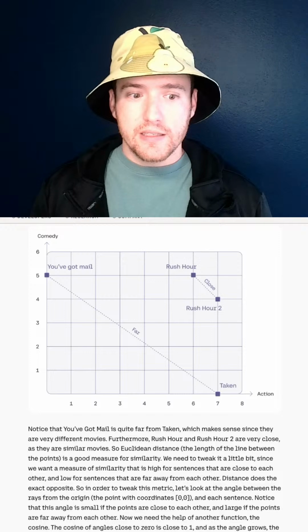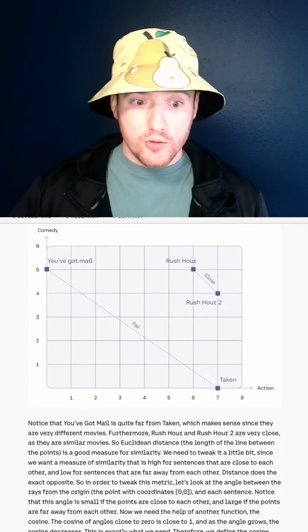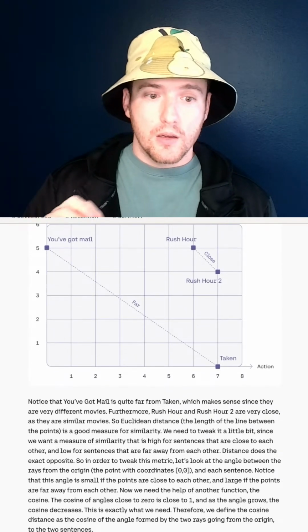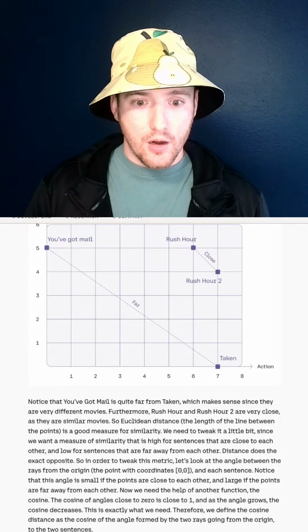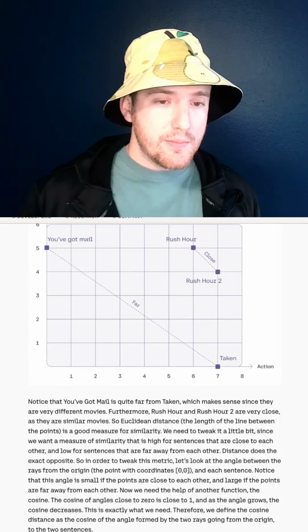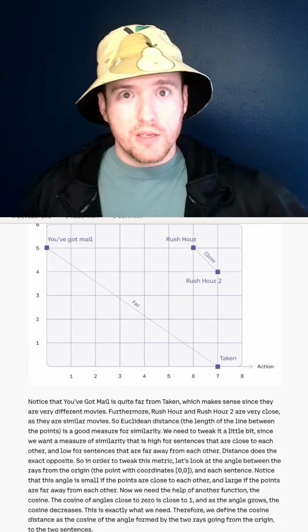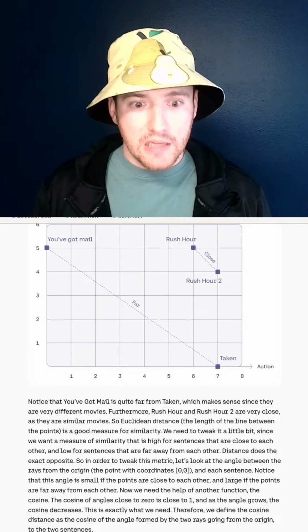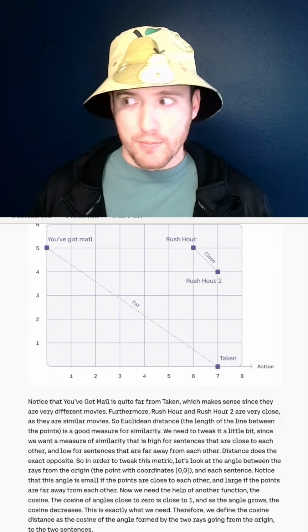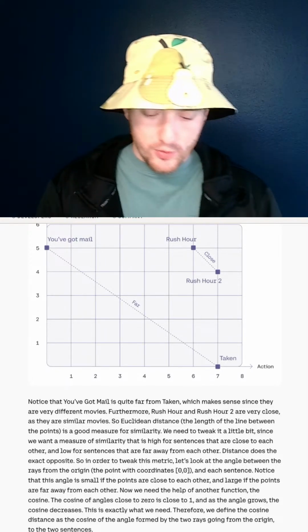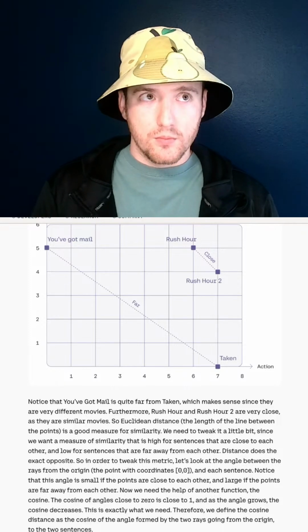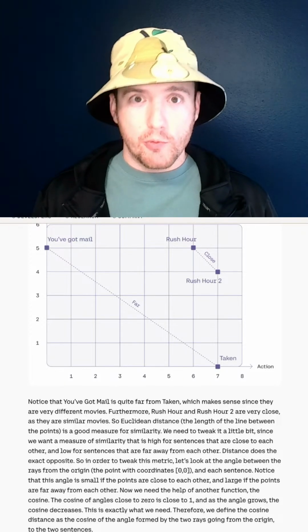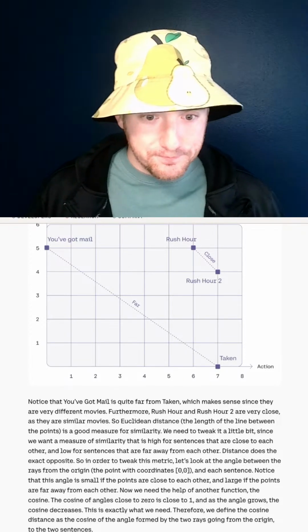Distance does the exact opposite. In order to tweak that metric of distance being the measure, the bigger the distance number, the less similar they would be, and the shorter the distance, the more similar they would be, but that's kind of counterintuitive. We want the higher the number, the more similar.